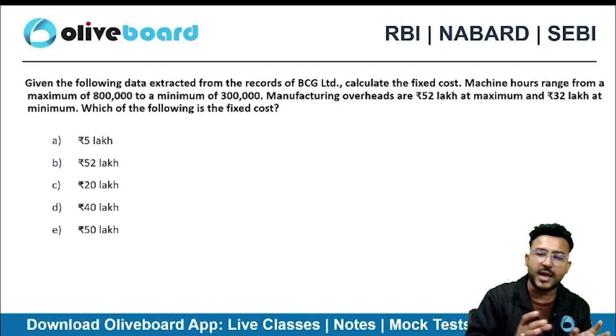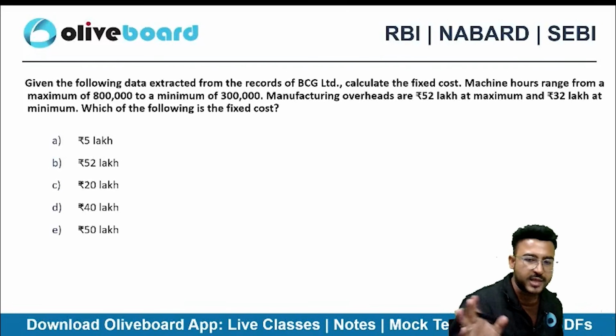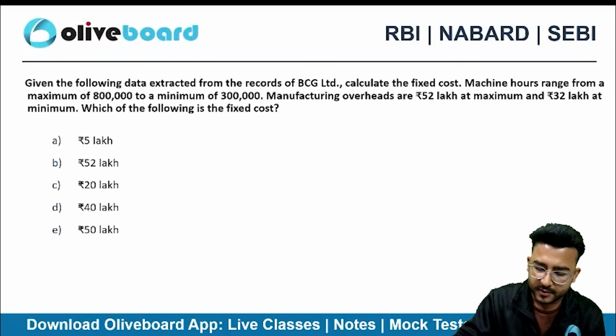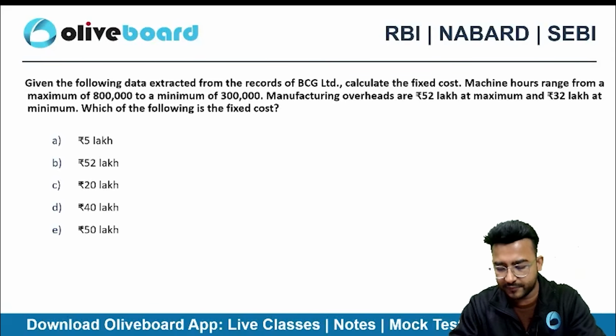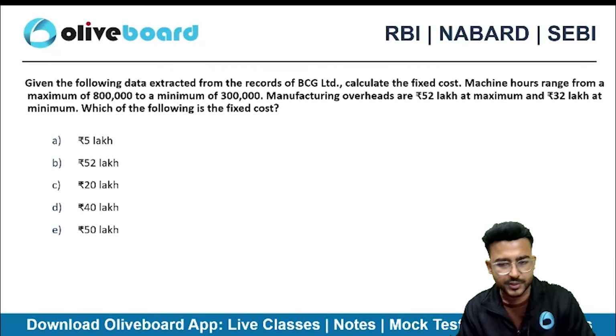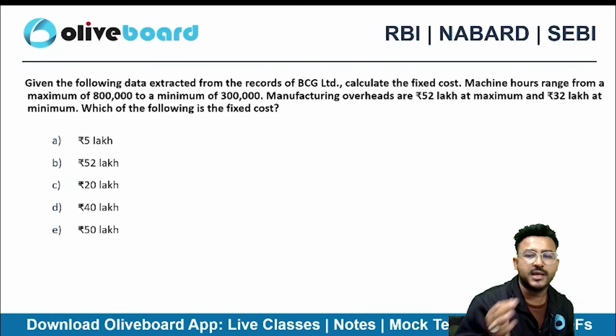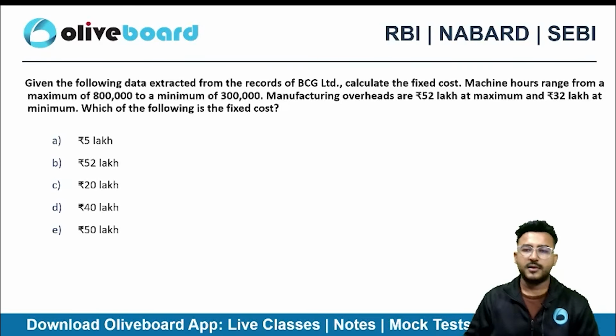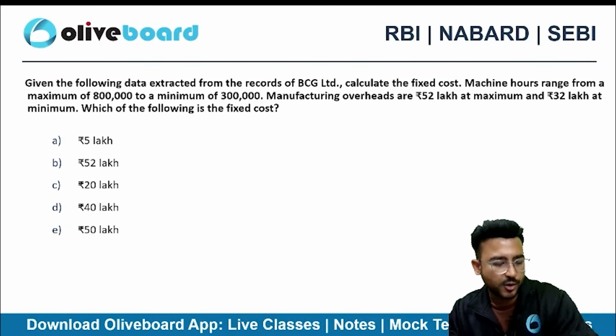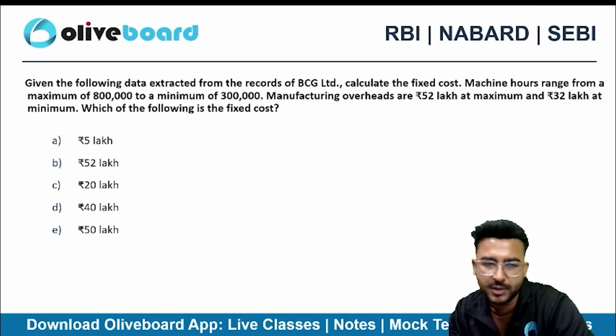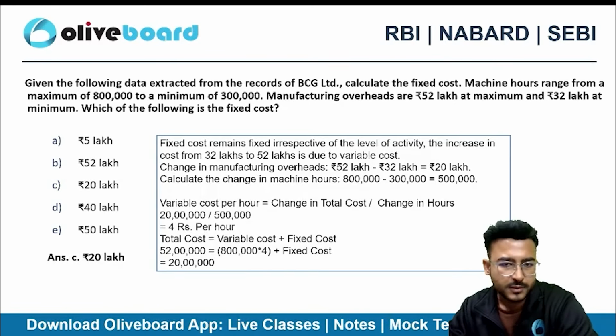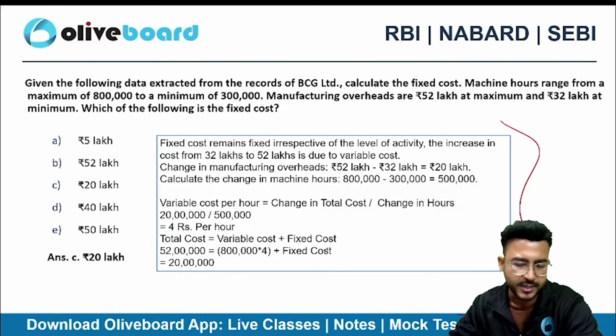Always first you have to calculate the variable cost per unit. Without that, you can't compute the fixed cost. So it's quintessential to first calculate the variable cost per unit. That's what we always do in the computation of the semi-variable cost, right? I've given you the methodology here also. Later on, you can check out.